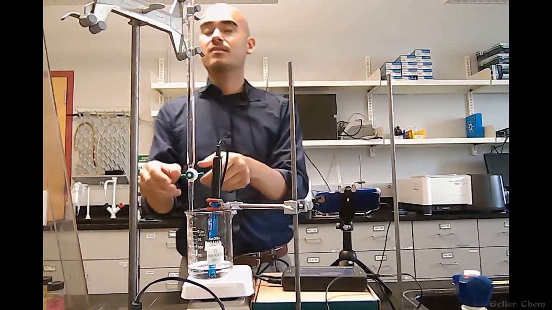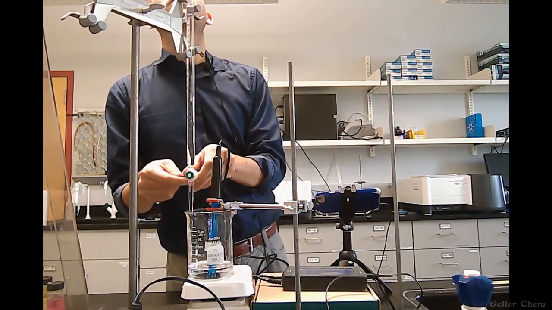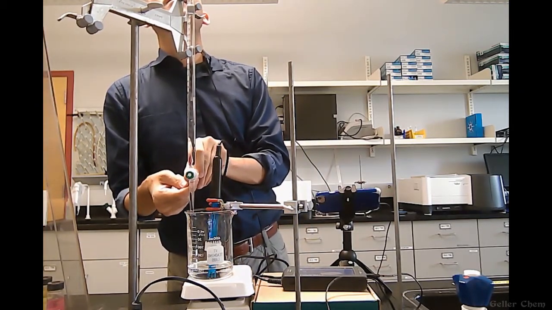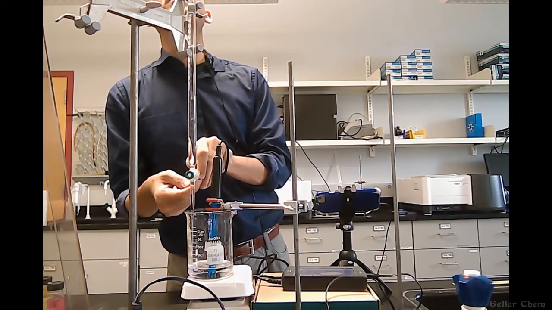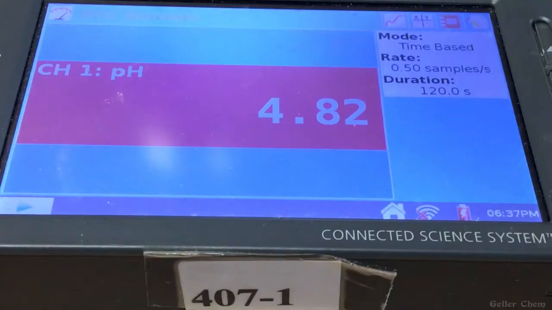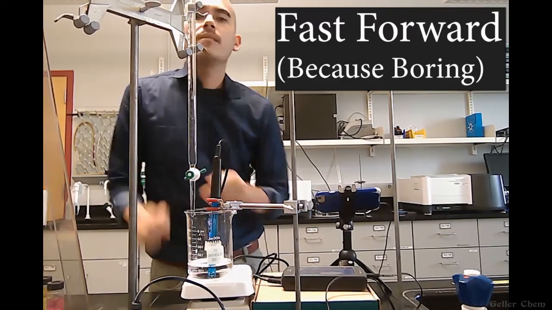Anywho, I'm going to start by adding 5 milliliters of NaOH, and then let's see what happens to the pH. So our pH has risen to 4.82, so it's increased by a little over 0.4. Now let's add some more titrant. Okay, so I've gotten us to this one region of the titration curve that's very different from what we observe when we do a strong acid, strong base titration.